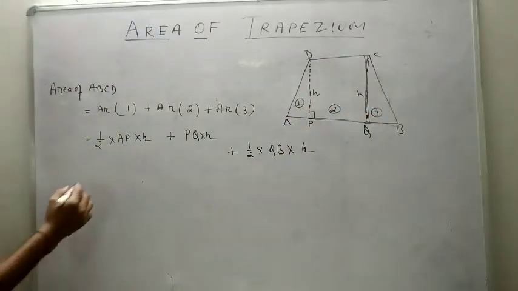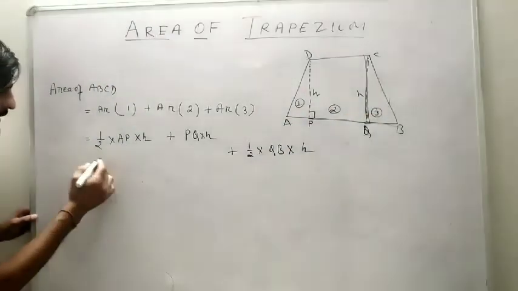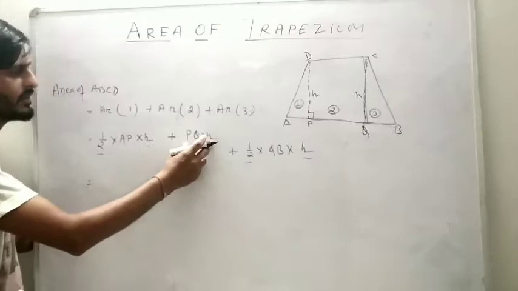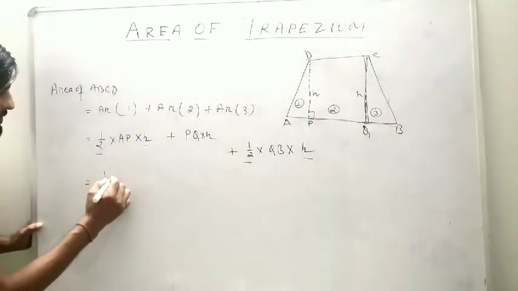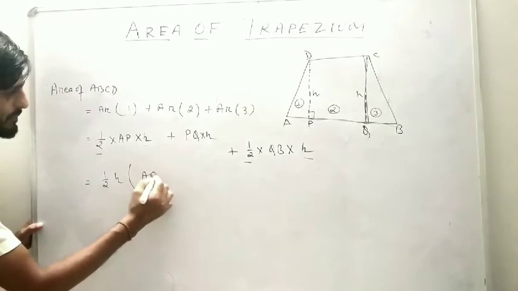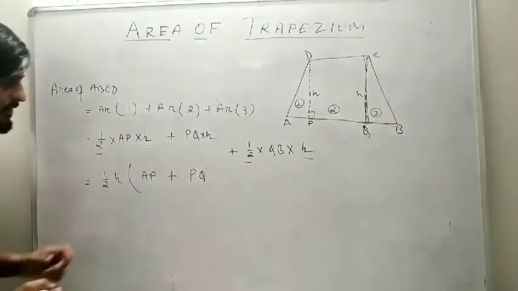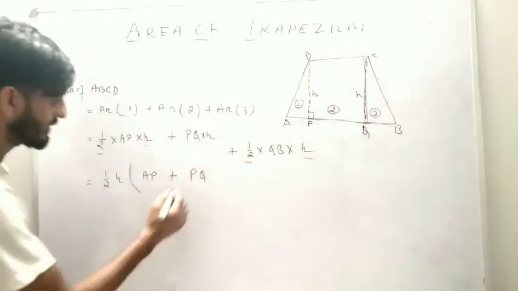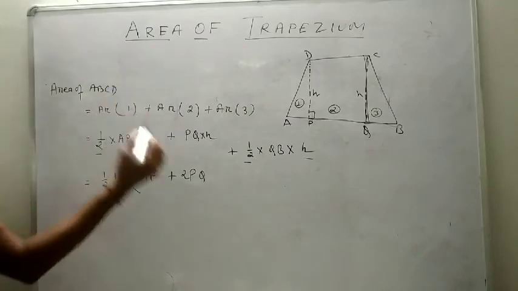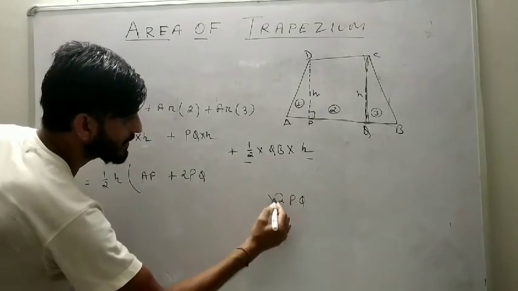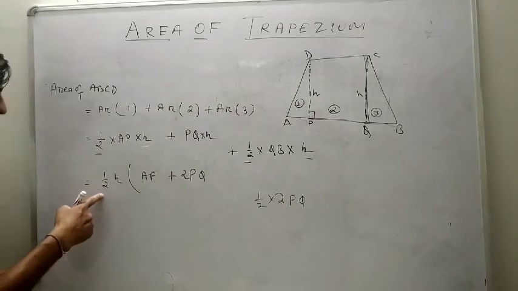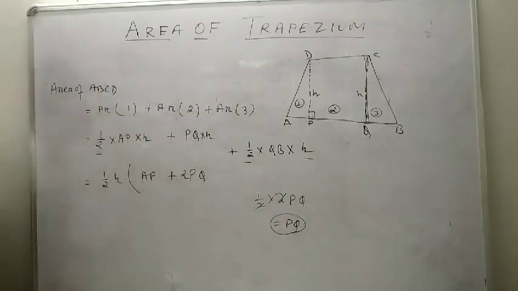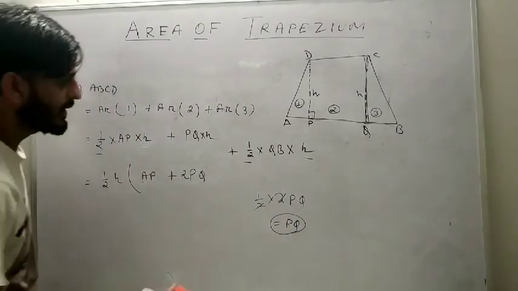Now let us see. From this we can take half H, here half H, but here it is PQ. Again we take half H from here. Half H is common. Then what we get? AP plus PQ. It was half PQ we have taken common, then it is simply PQ. So we can write it as twice PQ. Twice PQ multiplied by half, we should get PQ only. See, we are getting the PQ. It is a type of factorization, taking the monomial out of the polynomial.